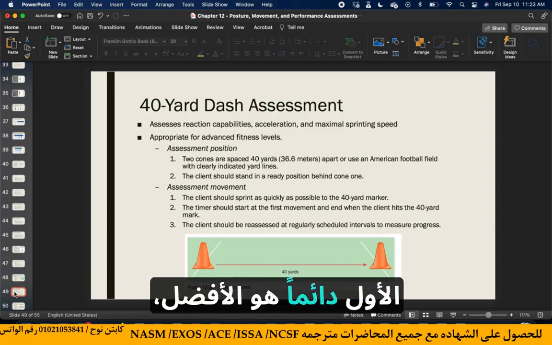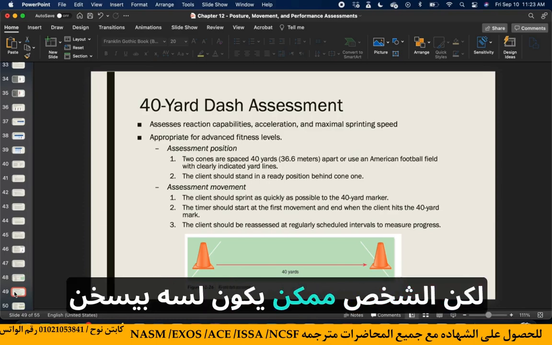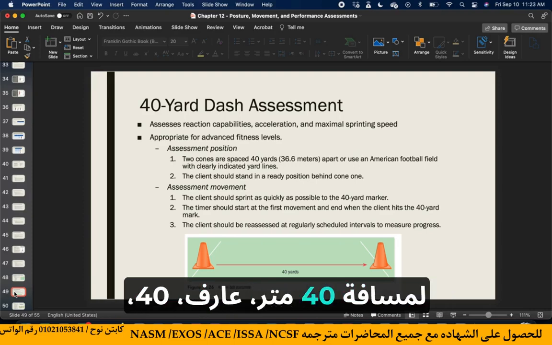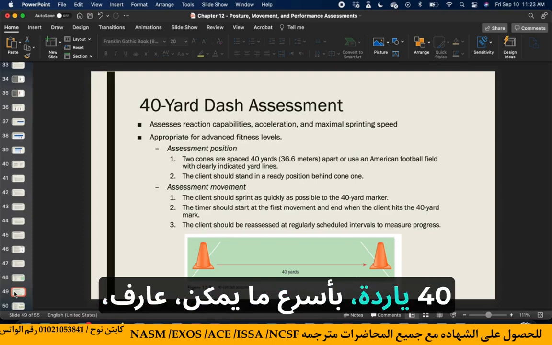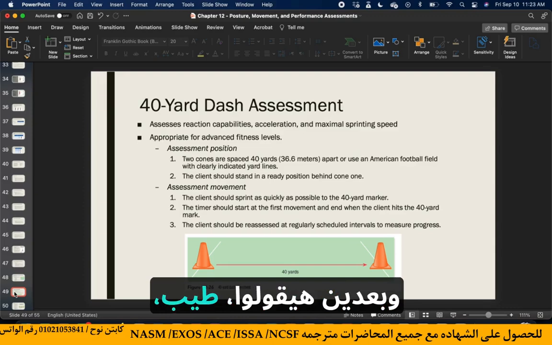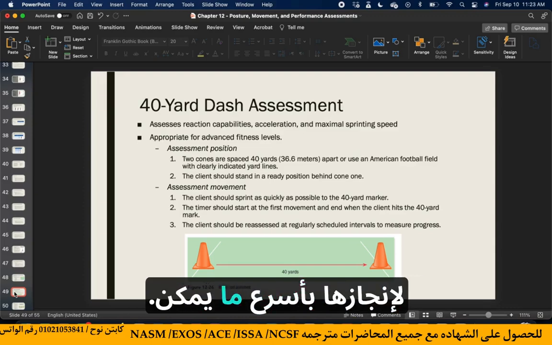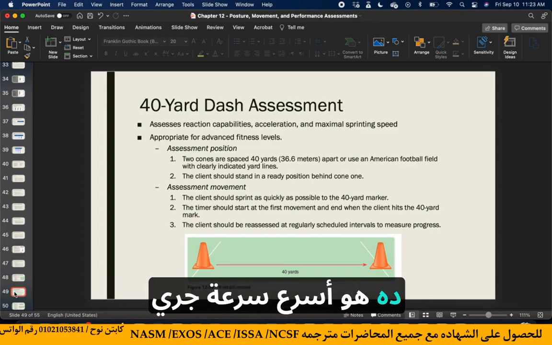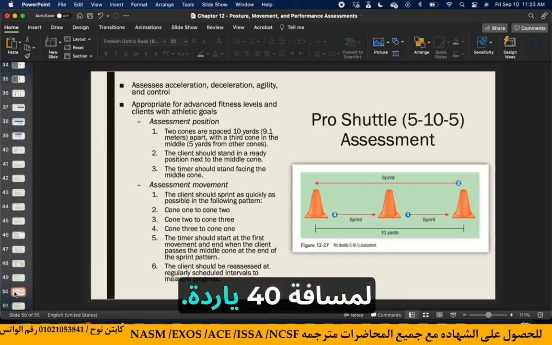Typically, the first one is always the best, but a person might just be getting warmed up, so you can have them do a couple of 40-yard dash runs not as quick as possible, just to kind of ease into the flow, and then you say, okay, now you have one attempt to get it done as fast as you can. So it just is up to you on how you want to achieve that. But again, it's the fastest sprint speed of that 40-yard distance.